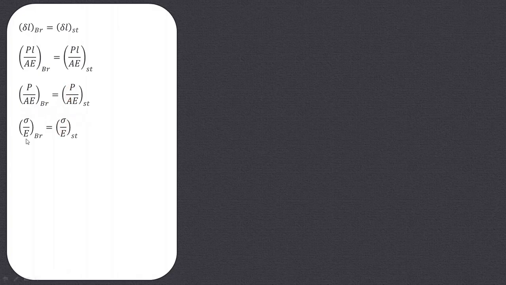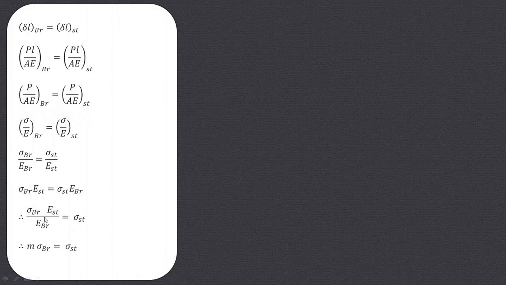So it is sigma upon E of brass rod is equal to sigma upon E of steel tube. So sigma brass divided by E brass is equal to sigma steel divided by E steel. Cross multiply over here. So it is sigma BR into EST is equal to sigma ST into EBR. So sigma ST in terms of sigma brass will be equal to, transferring this E brass to this side, it will be in the division.